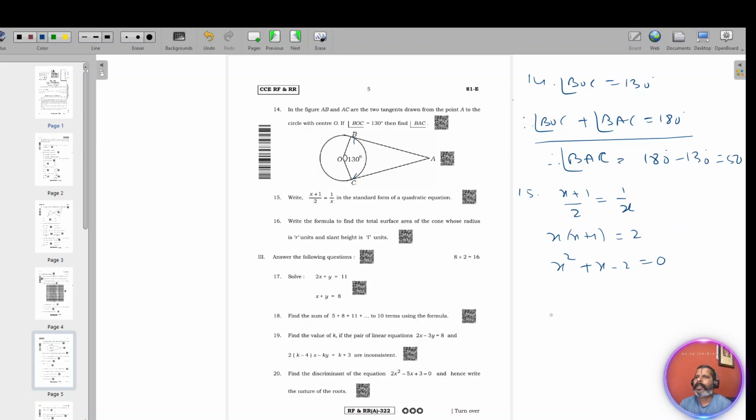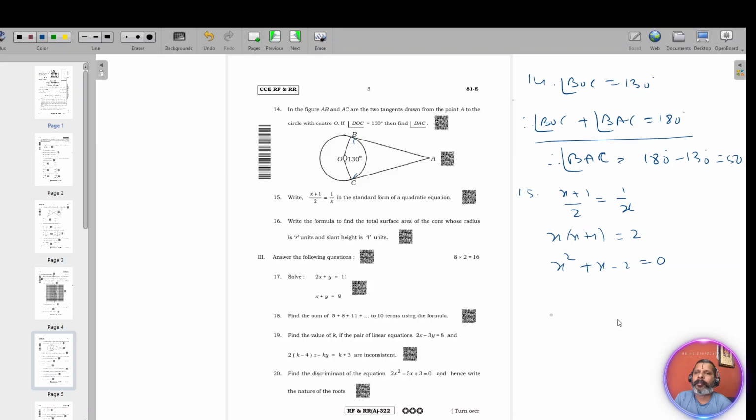That's it. Last one in the main, write the formula to find the total surface area of the cone whose radius is r, slant height is L. TSA of cone they want. TSA of cone pi r L. Pi r of r plus L. Sorry. Pi r L is the CSA. What do they want now? TSA, right? So TSA is pi r of r plus L. Pi r of r plus L square units, you write.